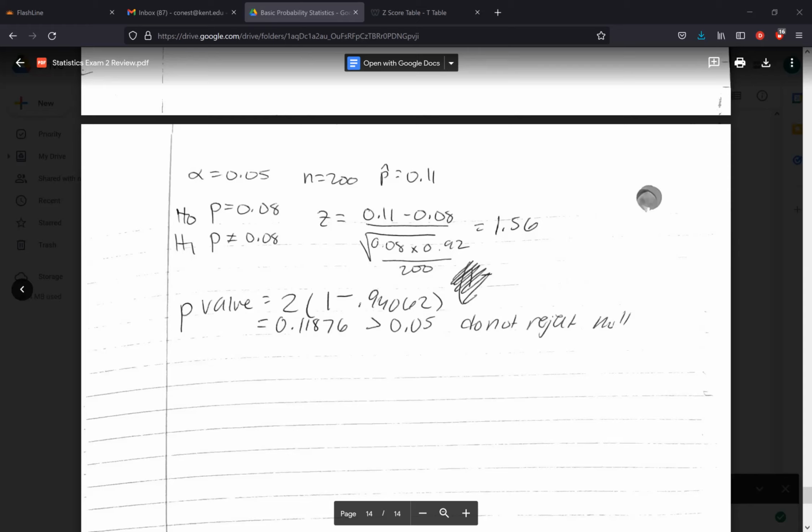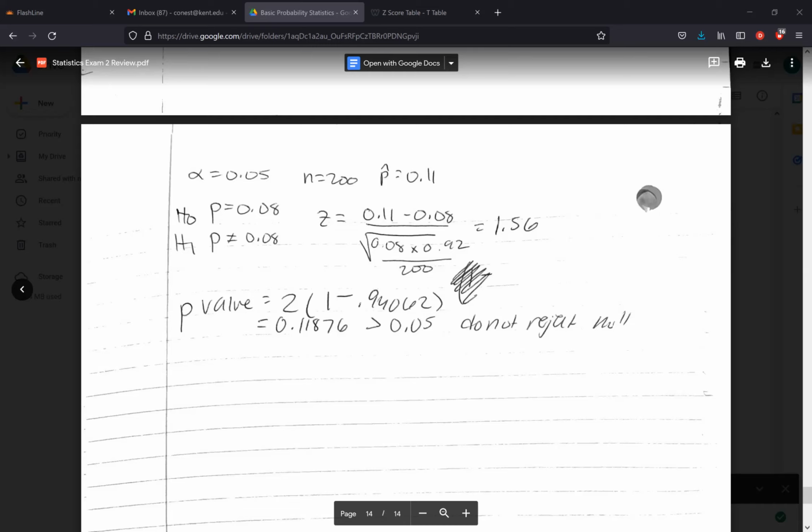So remember, you always got to verify that those conditions are met. But since we have a large sample size, you can kind of skip it. If the sample size is sort of low, then it's good to check. But in this case, we know that the conditions are met, so we can just find the z-score, and we get a z-score of 1.56, which corresponds to a probability of 0.94062.